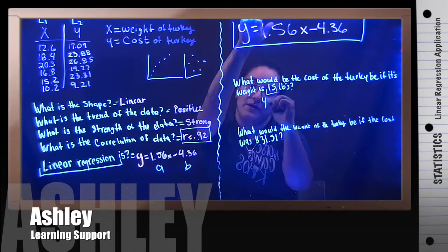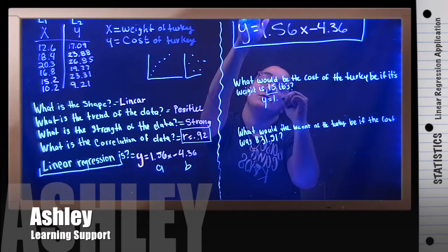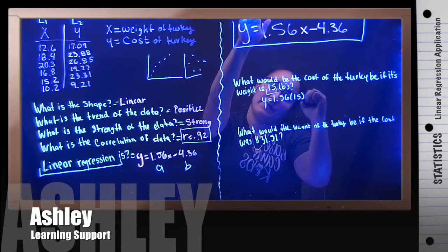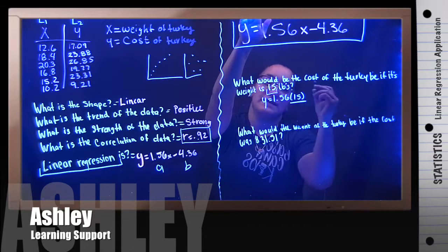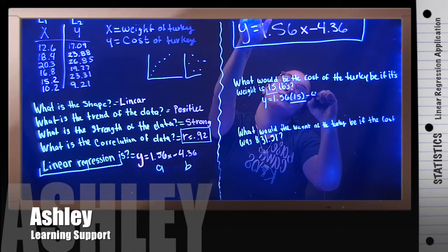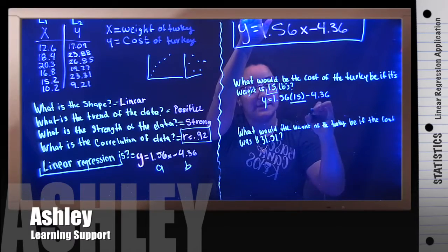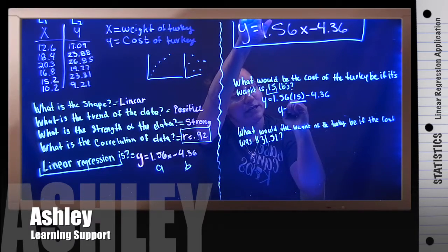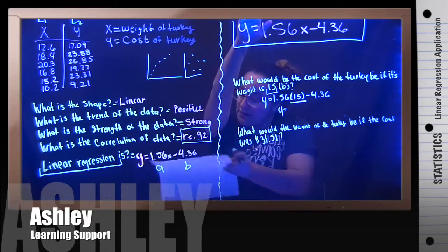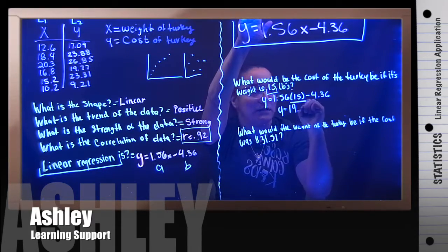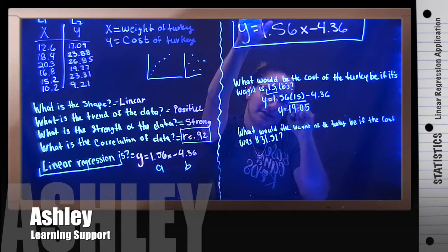So it would be Y equals 1.56 times 15, always have it in parentheses, minus 4.36. Alright, when you type that into your calculator, you will get $19.05.